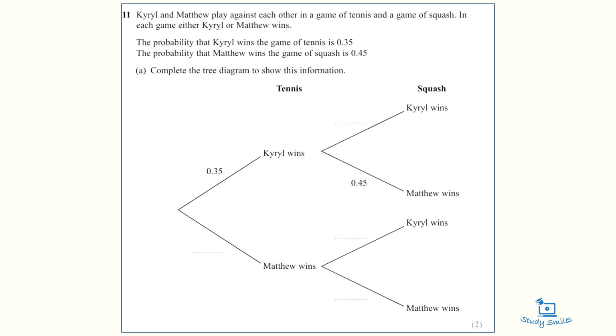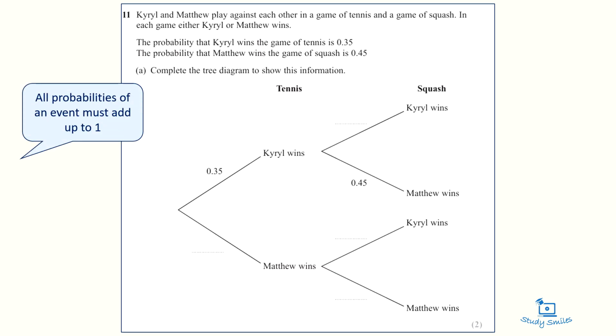Part A asks us to complete the tree diagram to show this information for 2 marks. And then we have a partly completed tree diagram. Now, for the game of tennis, it is certain that either Kyle or Matthew wins. We're told this in the question, so there's no chance of a draw.